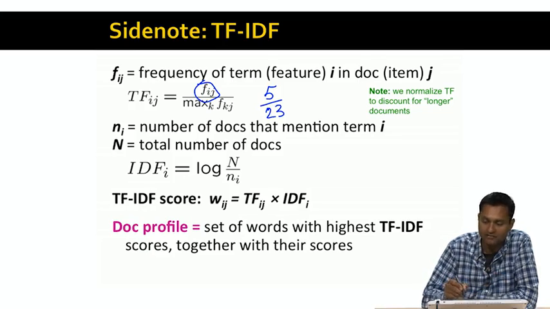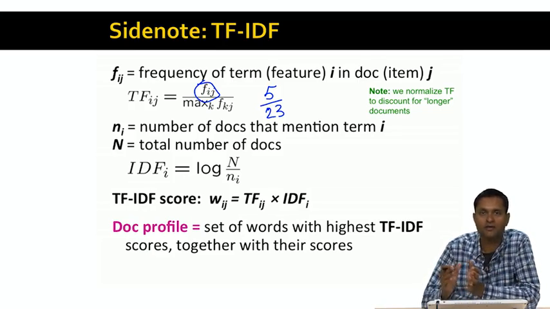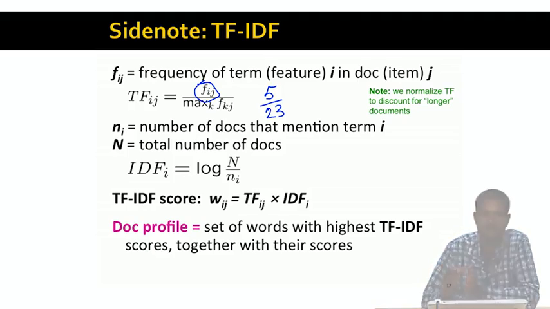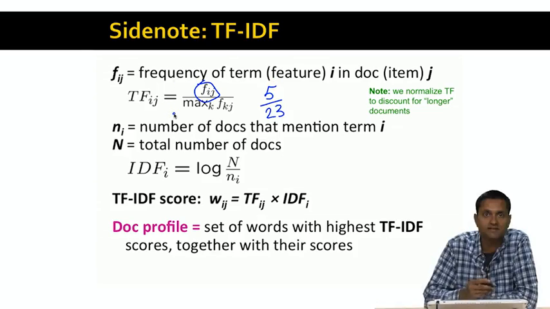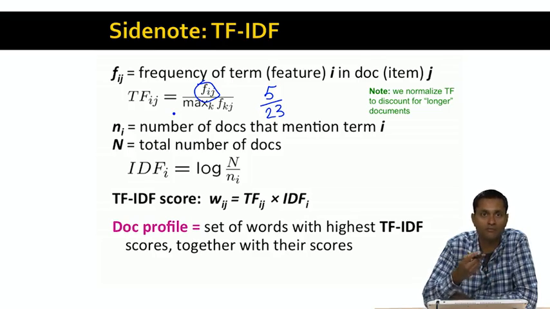Now, I'm glossing over the fact that we need to normalize TF to account for the fact that document lengths are different. Let's just ignore that for the moment. Now, the term frequency captures the number of times a term appears in a document. Intuitively, the more often a term appears in a document, the more important a feature it is.